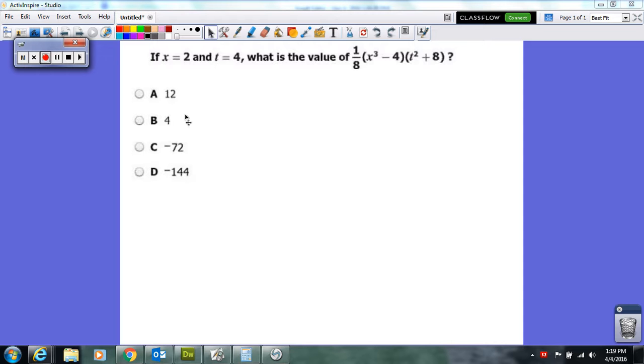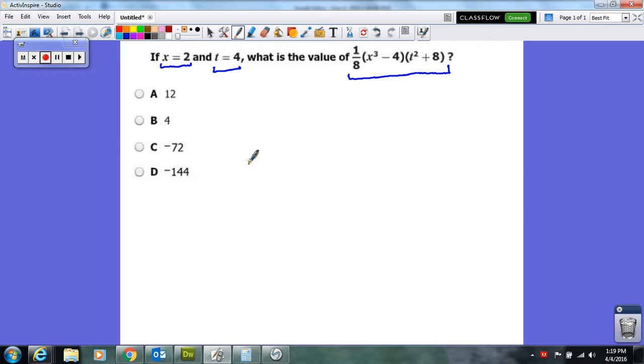This question comes from the 2014 SOL test, and it asks us to find the value of this expression right here, if the value of x is 2 and the value of t is 4. And we have to find the equivalency of that, and then one of these is the correct answer. So let's go ahead and get started.